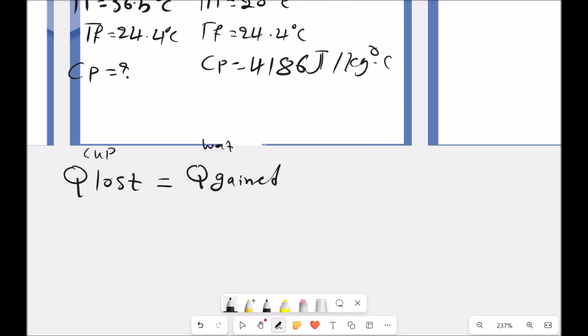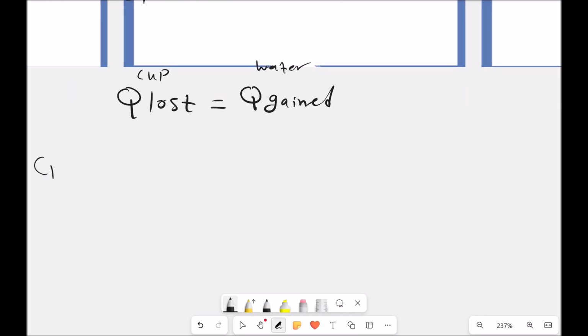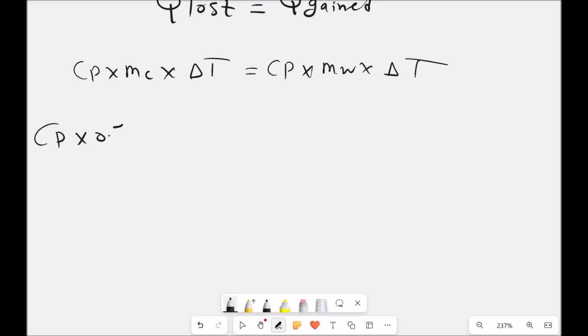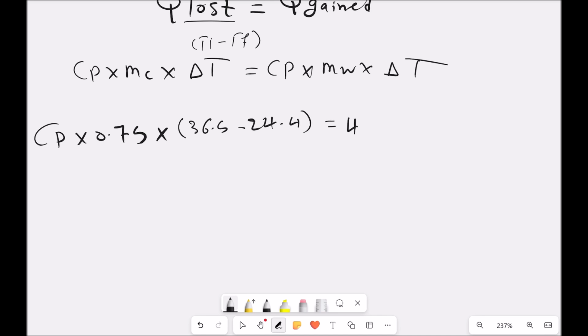Okay, again, write the full equation. You have Cp of the cup times its mass times the change in the temperature. This is going to be Cp of the water times mass of the water times the change in the temperature of the water. So Cp, we don't have it for the cup. We have the mass of it, which is equal to 0.75. Because, guys, the cup is going to lose heat, so the temperature for it is going to be T initial minus T final. Okay, so T initial is equal to 36.5 minus 24.4. Then Cp of the water is equal to what?